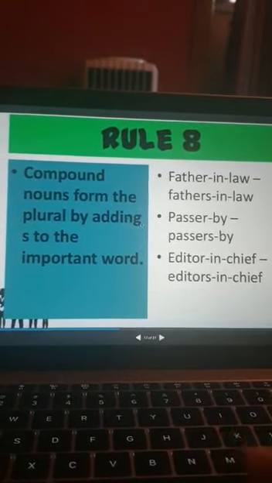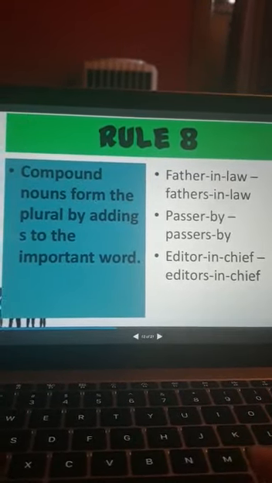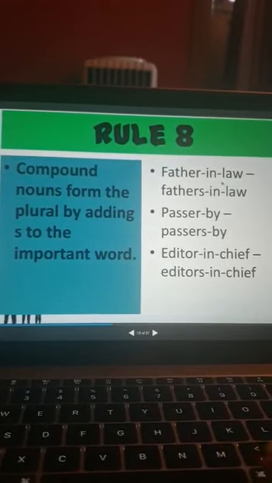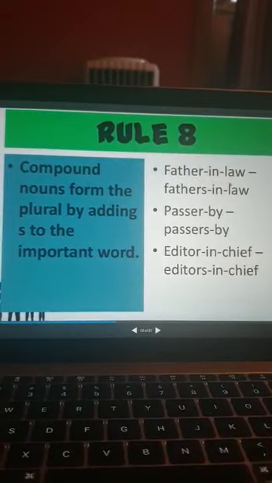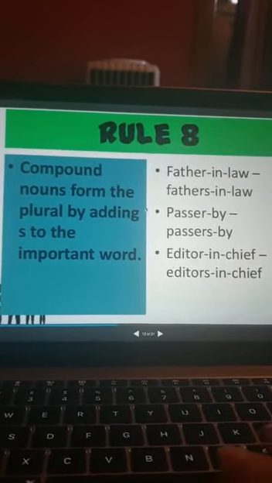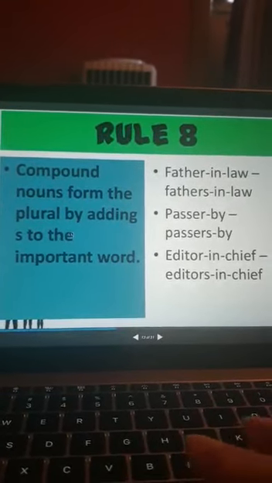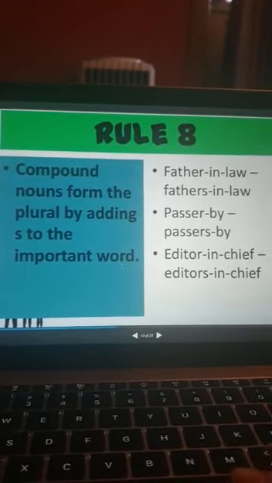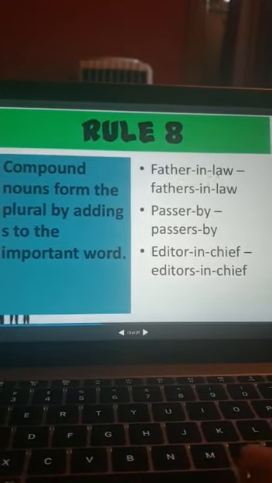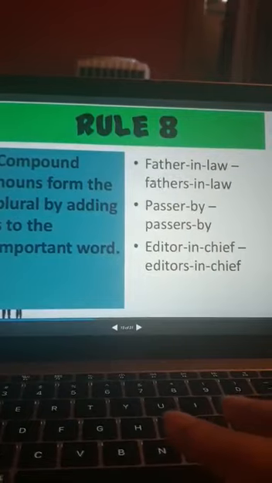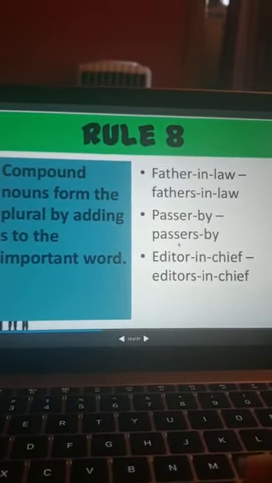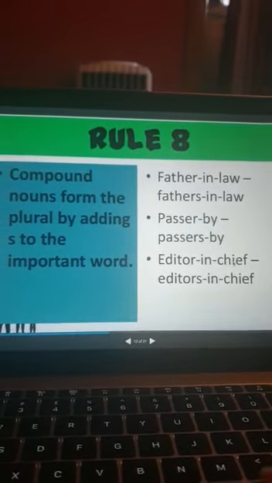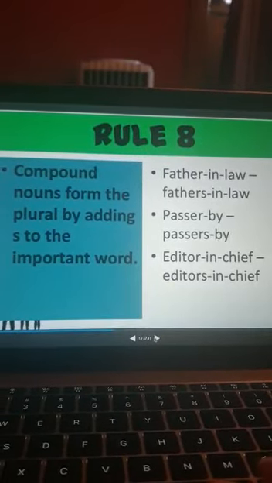Now, rule 8. Compound nouns. Compound nouns means words made of more than one word, like father-in-law. This is a compound word. Form the plural by adding s to the important word. So father-in-law becomes, this is the main word in this, father. So it becomes fathers-in-law. Passer-by becomes passers-by. Editor-in-chief becomes editors-in-chief.